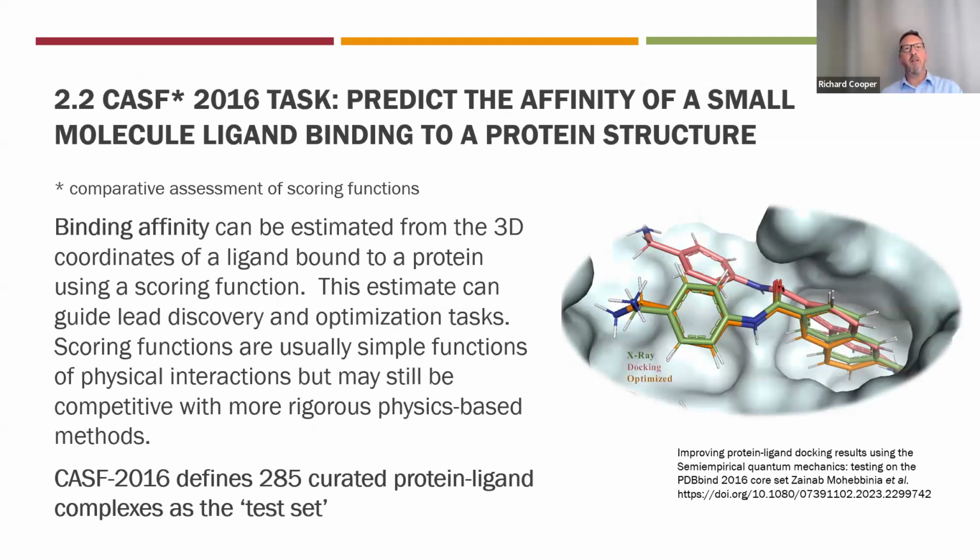Right, CASF stands for the Comparative Assessment of Scoring Functions. That's what I couldn't remember earlier. So this was a challenge to the community to come up with good scoring functions for molecules docked in a protein target. And you just have to predict the affinity given the 3D structure. So CASF 2016 defines 285 protein ligand complexes as a test set, and those are the ones you have to predict. And if you do well on that, then your method does well in the CASF challenge, if you like.